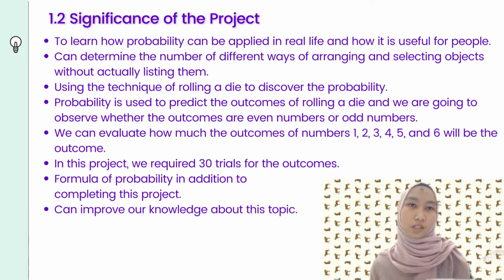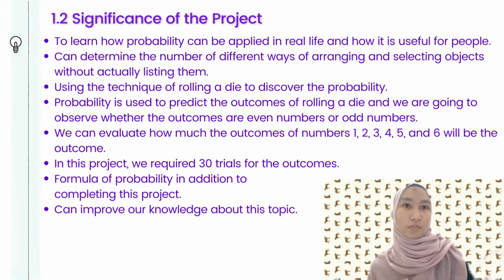From this experiment, we can evaluate how much the outcomes of number 1, 2, 3, 4, 5, and 6 will be the outcome. In this project, we require 30 trials for the outcomes. Then we use the formula of probability in addition to complete this project. Furthermore, the project can improve our knowledge about this topic.